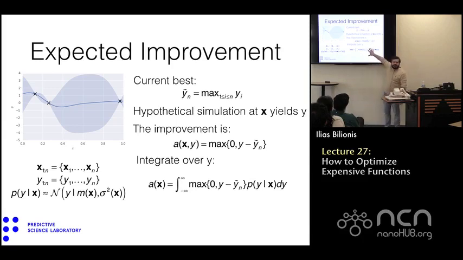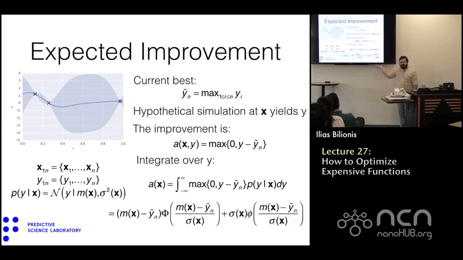So it turns out that this integral can be done analytically. And it is this. So you have here the mean of the Gaussian process minus the current best, times the cumulative distribution function of a standard normal evaluated at this thing. Then you have the predictive standard deviation, times the PDF of a standard normal evaluated at that. Why is it like that? Well, it's just like that. There's no answer why. Because this integral is this.